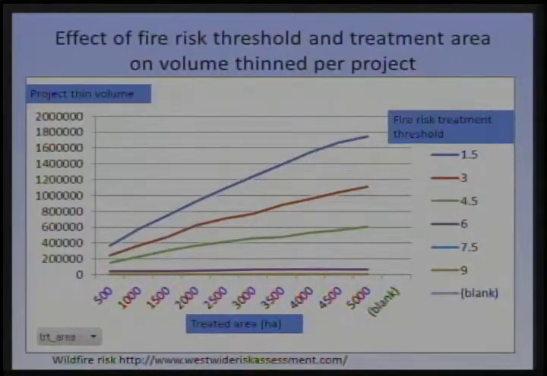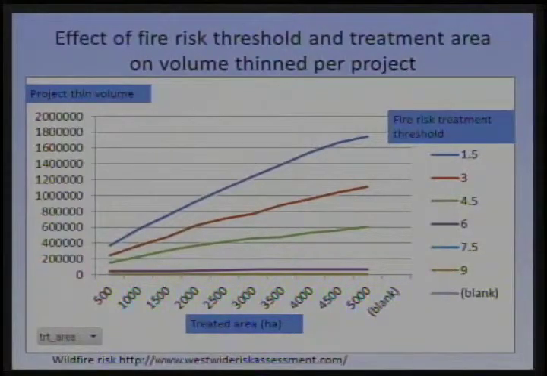But this is the effective fire risk threshold and treatment area and volume thinned per project. So as you contemplate projects that are, say, 500 or 1,000 or 2,500 hectares in size as your treatment constraint, how much you can treat, and then you have a treatment threshold where I can treat anything below a 1.5 fire risk threshold. High values mean high risk, low values is low risk. So if you're only chasing high risk stands, meaning 9 or above, you don't generate any thin volume because high risk areas don't have any, and probably because they're right close to WUIs and other facilities and infrastructure.